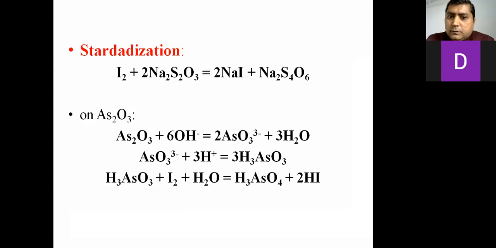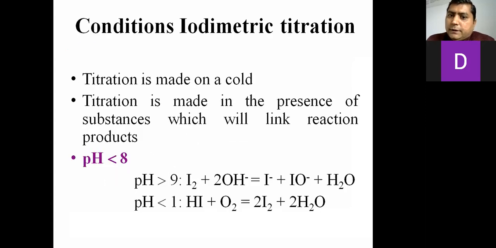So, conditions for iodometry: the titrations can be made in cool conditions. The titration takes place in the presence of acidic conditions, less than 8 pH. We should not require more than 8 pH, so that it can take place.